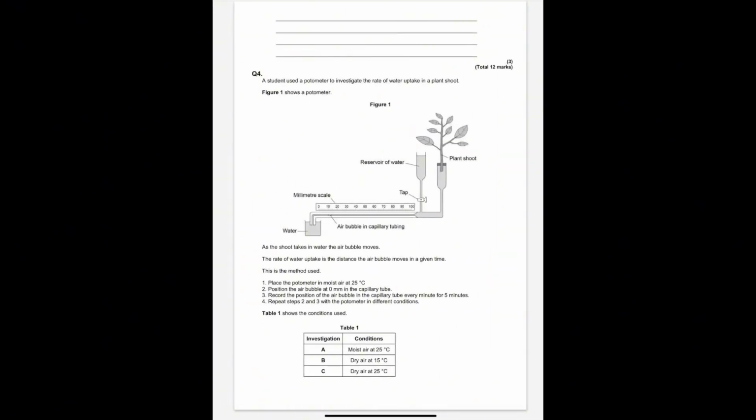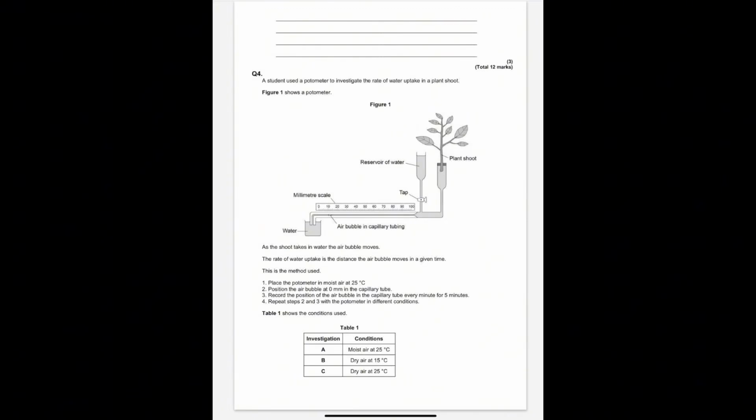Right, this one is based on a practical. So a student used a potometer to investigate the rate of water uptake in a plant shoot. Now, a potometer is a device used to measure the rate of water uptake in plants, which is closely related to the rate of transpiration. Okay, now figure 1 shows the potometer, which you can see over here, this whole diagram that we have. As the shoot takes in water, the air bubble moves. The rate of water uptake is the distance the air bubble moves in a given time. This is the method that's used.